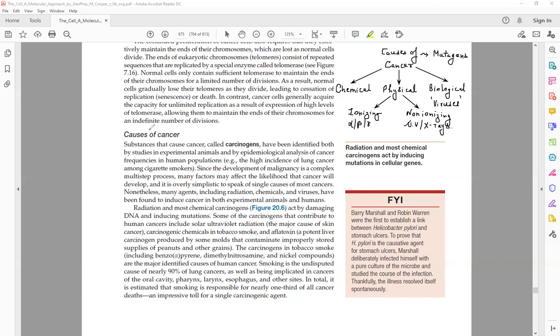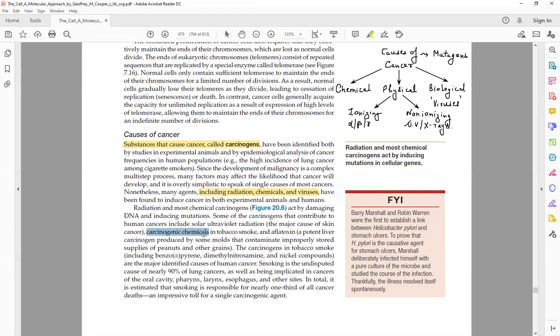Next point, causes of cancer. Substances that have the ability to cause cancers are referred to as carcinogenic substances. They have been experimentally identified, and epidemiological analysis has been done on these carcinogenic substances. These include several different types of chemical, biological, or radiation agents. Many agents, including radiations, chemicals, and viruses, have been found that can induce mutation in both animals as well as humans. Firstly, we are going to talk about the chemical carcinogenic agents.